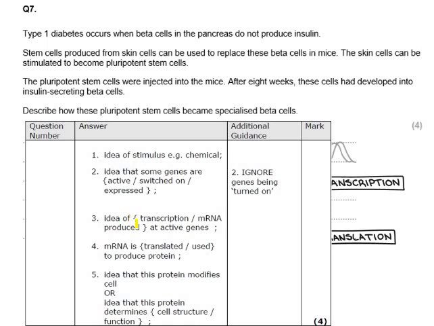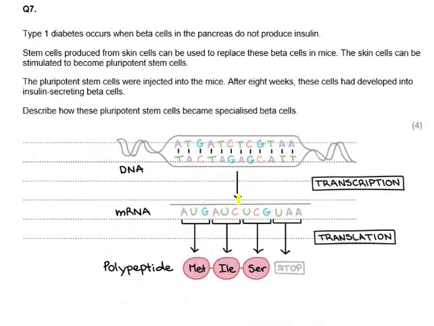Remember, anything in squiggly brackets has to be in the answer. The mRNA is then translated to produce a protein. And finally, the idea that the protein modifies the cell in some way, or the idea that the protein determines the cell function. Okay, so whatever the genes are that are switched on, that's the gene that's going to get transcribed into mRNA. That's the gene that's going to get translated into a protein.